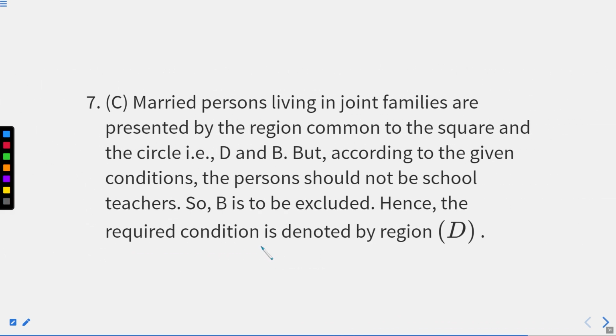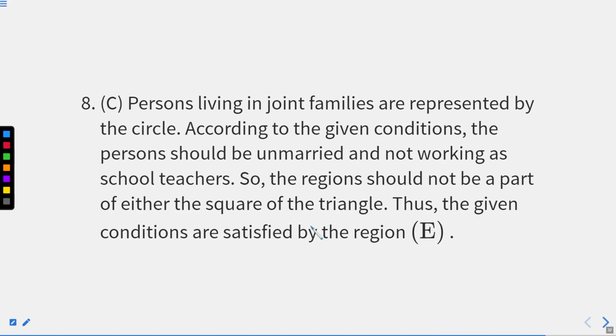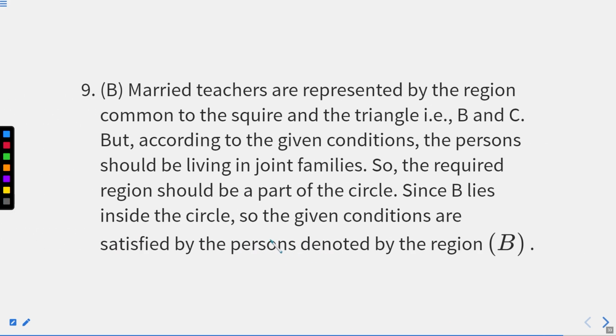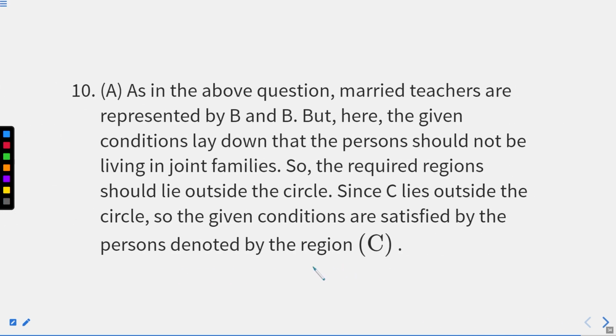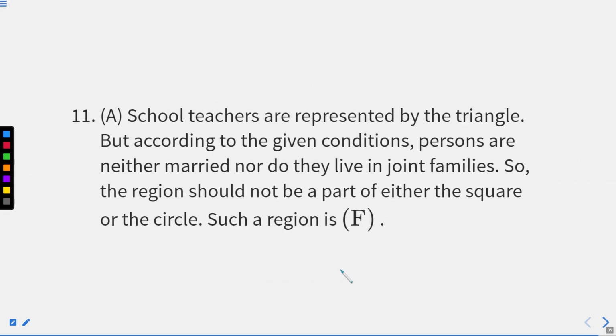Similarly, for question number 8, it is represented by the region E, right? For question number 9, it is represented by region B. And for question 10, it is represented by option A, that is region C, right? Again, for 11, option A, region F. These are the things, right? I think till here we have discussed.